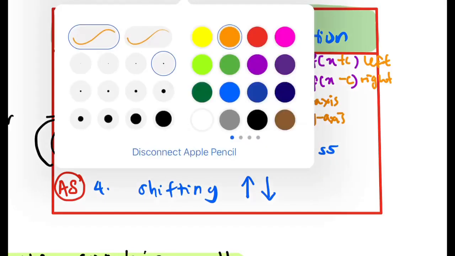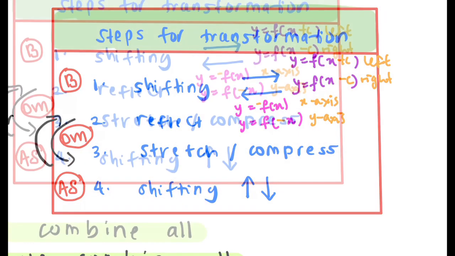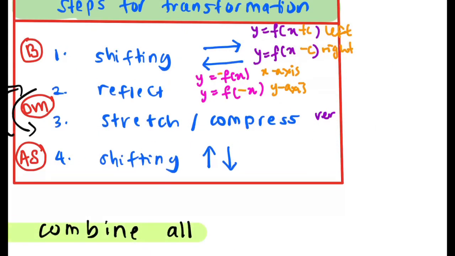Then about stretch or compress, this is a different story. It can be vertical or it can be horizontal. If this is vertical, meaning that you are multiplying by c outside of your function. When c is more than 1, this is stretch. When c is between 0 and 1, this is compress. What you want to do is take the y coordinate and multiply by c.